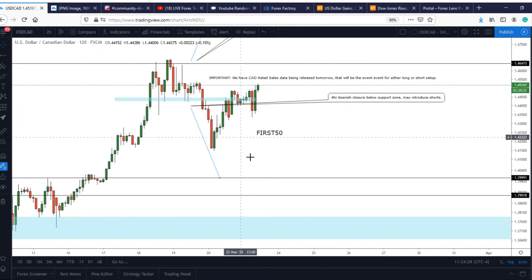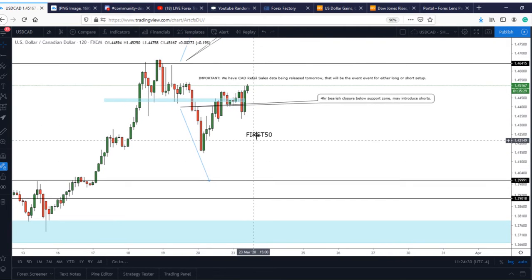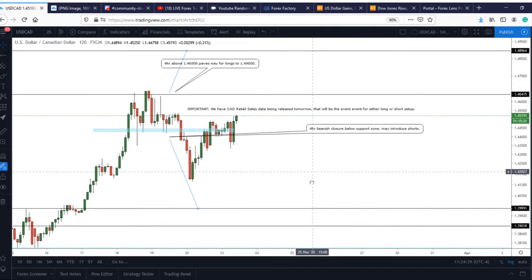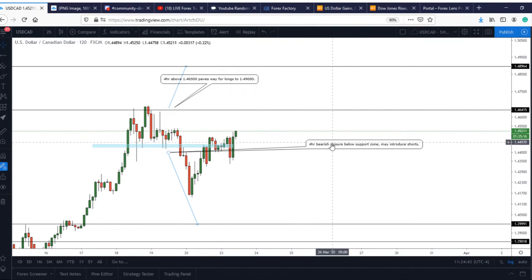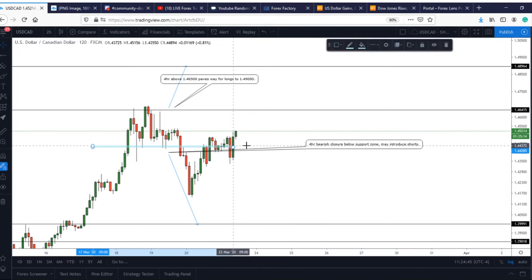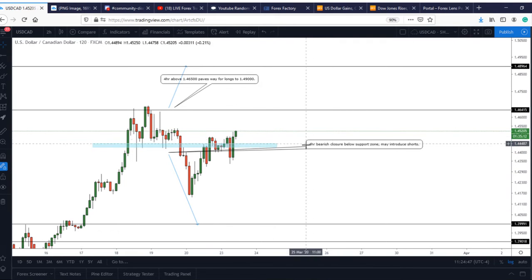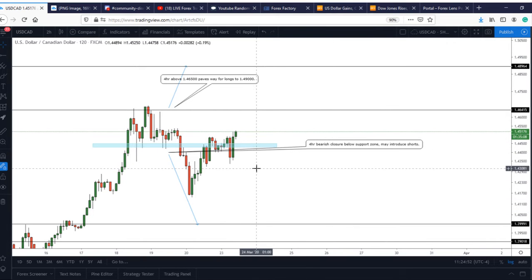It's only Monday. So USD CAD. So let me remove this. Yeah, last week we had a pretty simple short idea, which panned out pretty well for those that asked and took the trade. I think one person made 300 pips. And this stuff right here is still pretty much valid. For example, 4 hour bearish closure below support zone, which introduced shorts, and that makes sense, right?